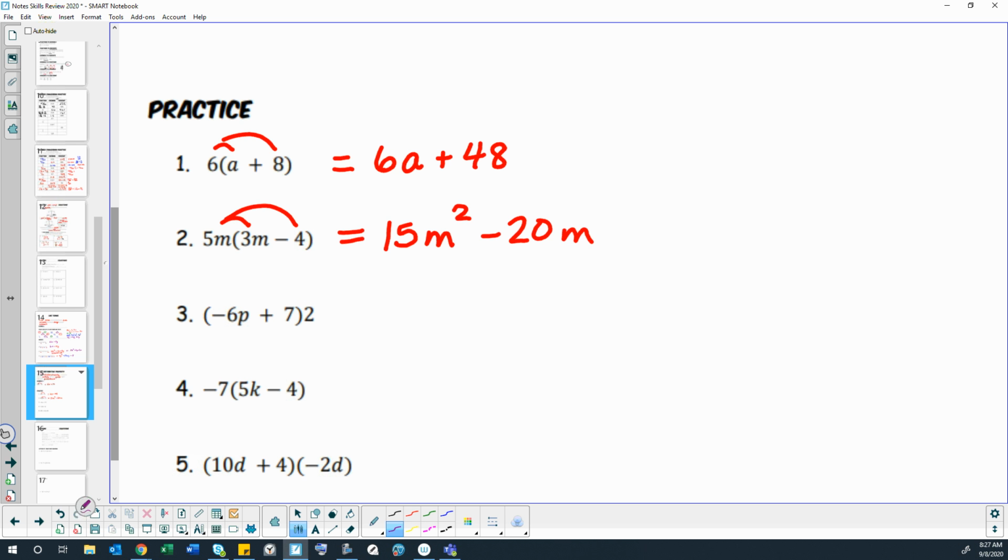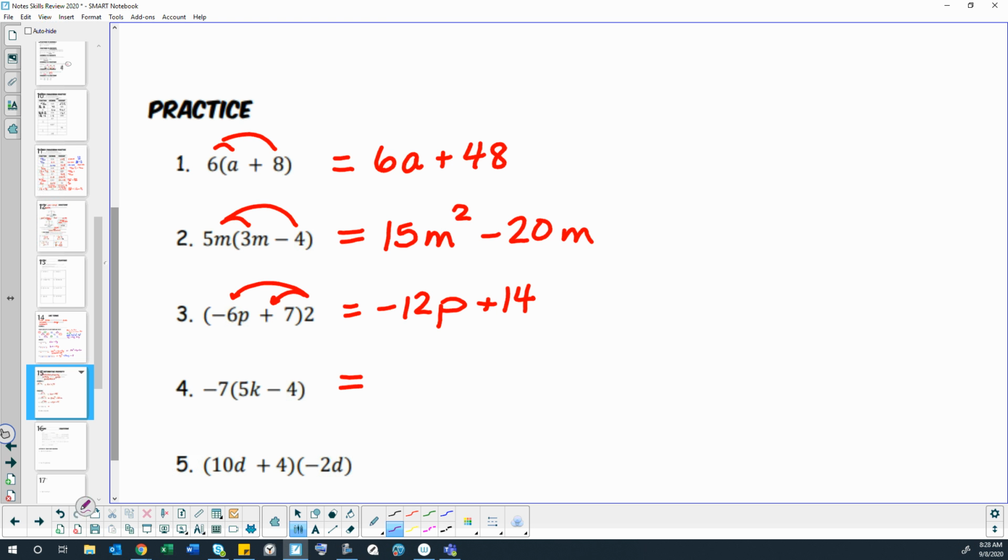All right, number 3. Distributive property doesn't have to have the term in front multiplying through. It could be a term behind the parentheses that we can still multiply through. So don't let that confuse you. So 2 times negative 6p gives us negative 12p. And then 2 times 7 is 14. So that's a good example of it doesn't matter which side of the parentheses the term we are multiplying through is on.